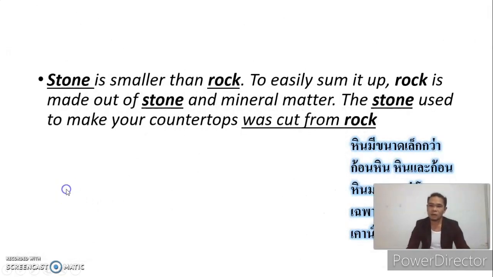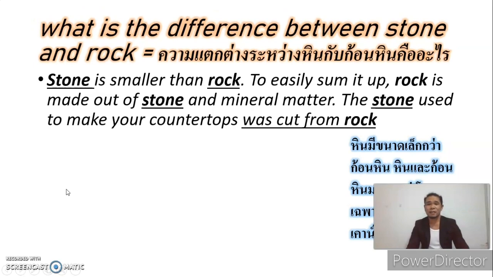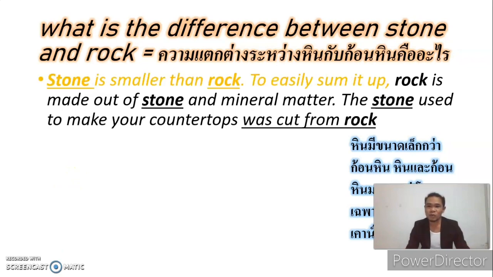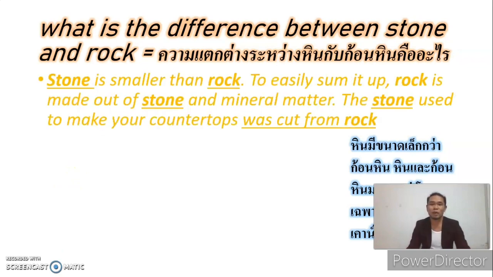Okay, so now, what is the difference between stones and rocks? Okay, stones are smaller than rocks. To easily sum it up, rocks are made out of stone and mineral matter. The stone used to make your countertops was cut from rocks.